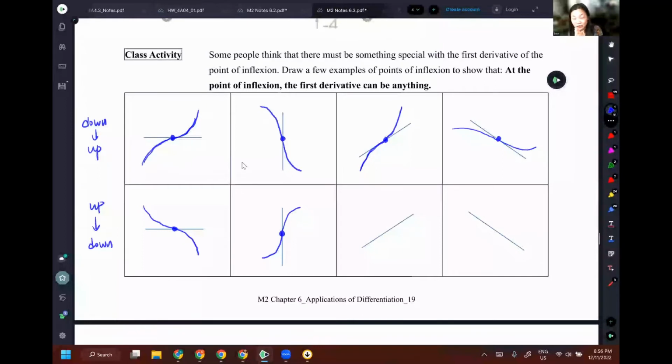So the tangent is vertical at that point, but the concavity is from up to down. Next one. The tangent is this way. Concave up and concave down. The last one. Up and down. So concave up, concave down.